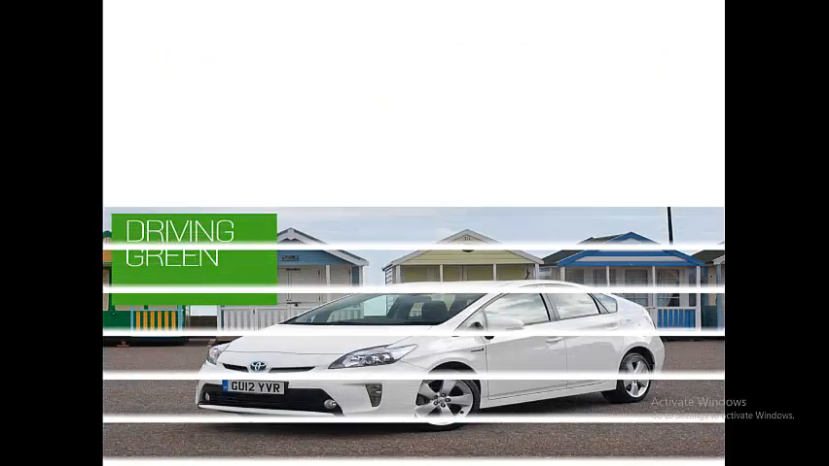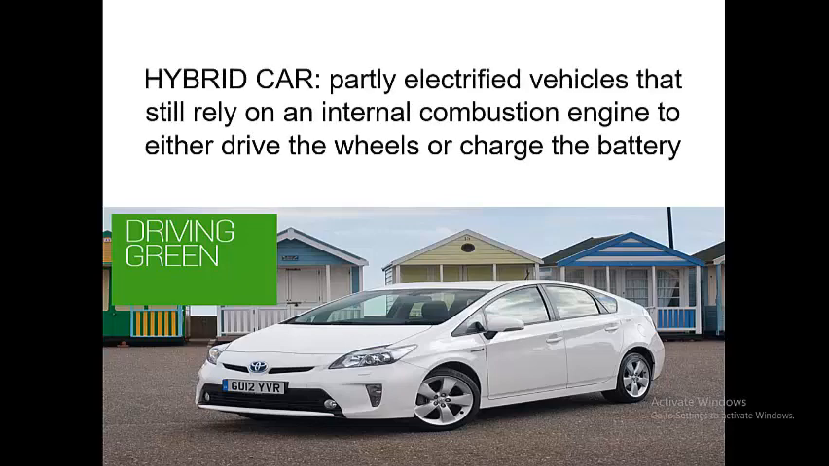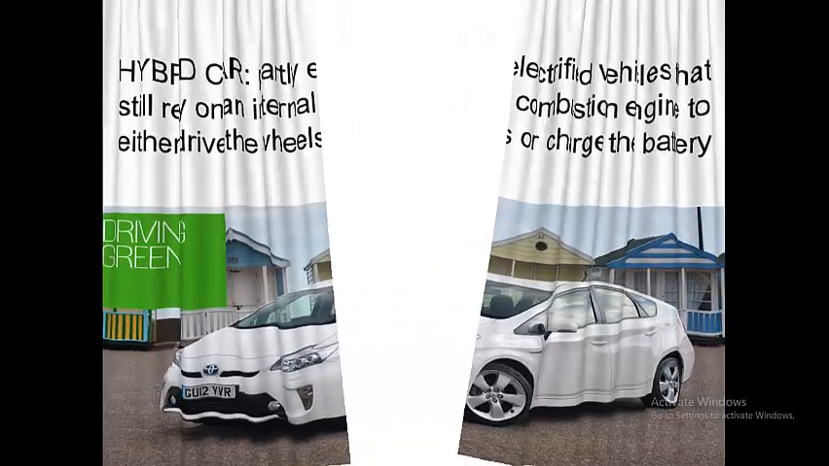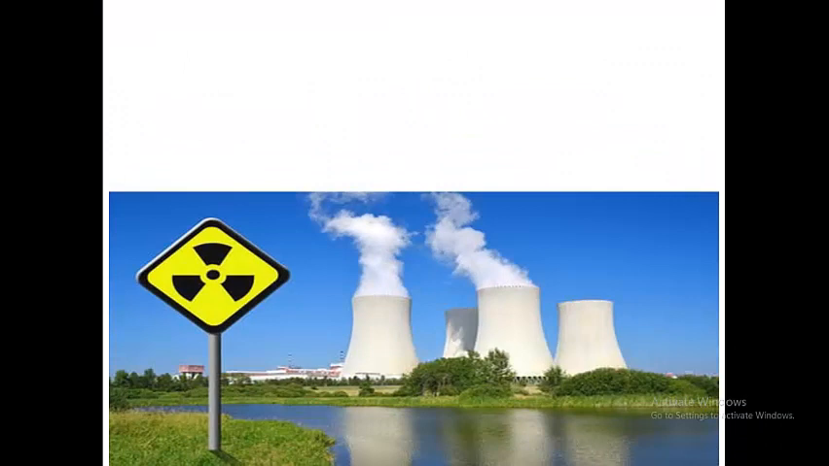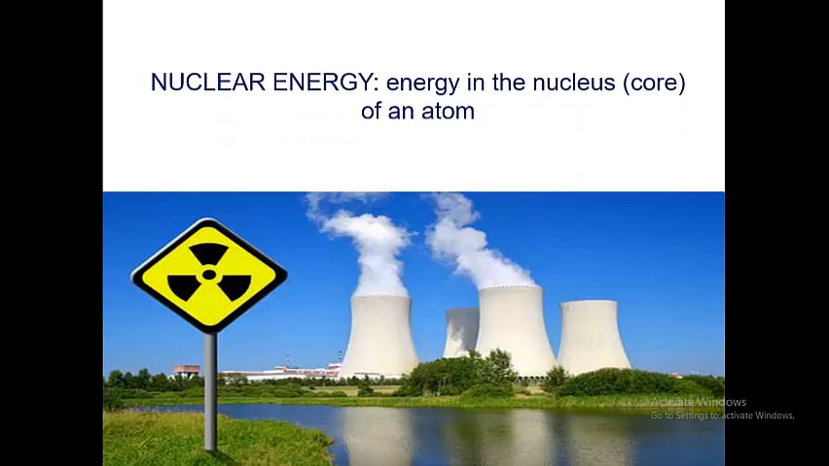And the next one. You can see a car, but of course, it's not a normal car. Yes, it's in the process of driving green. We call it a hybrid car. A hybrid car means partly electrified vehicles that still rely on an internal combustion engine to either drive the wheels or charge the battery. And the next one we're going to learn is a kind of energy, nuclear energy. Nuclear energy is the energy in the nucleus core of an atom.